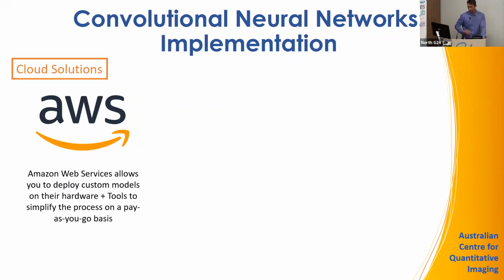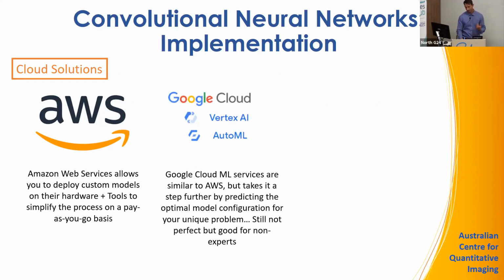And generally, the models train on a pay-as-you-go basis. So you get given some credits, and that allows you to use some allotted GPU power. Similarly, Google has a similar service, but it takes it a step further by predicting the optimal model configuration for your unique problem. So you don't even need to build a model yourself. It analyzes the problem you're trying to solve and outputs a given model that you can use. However, it's not a perfect solution, but it's not a bad place to start for non-experts.